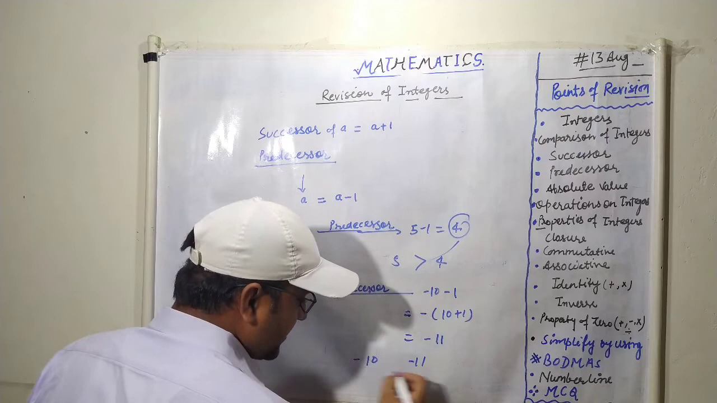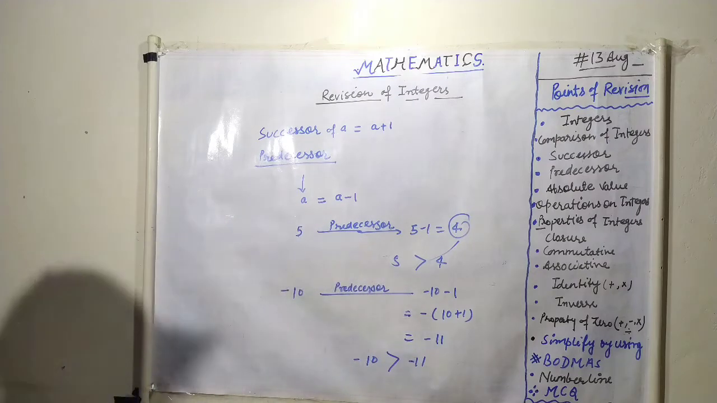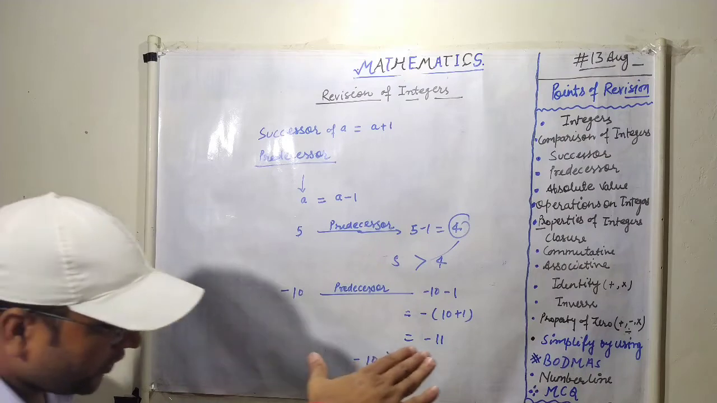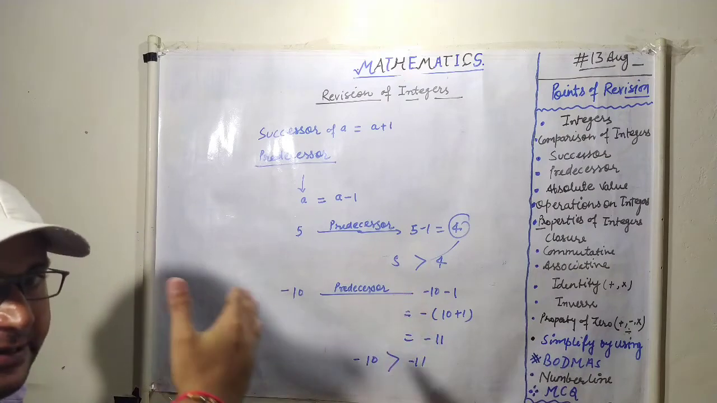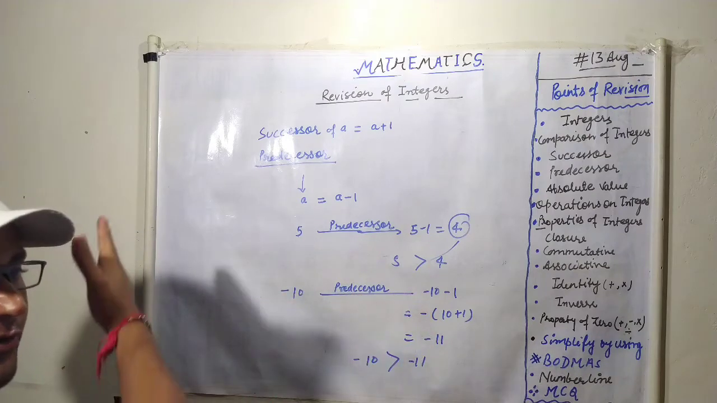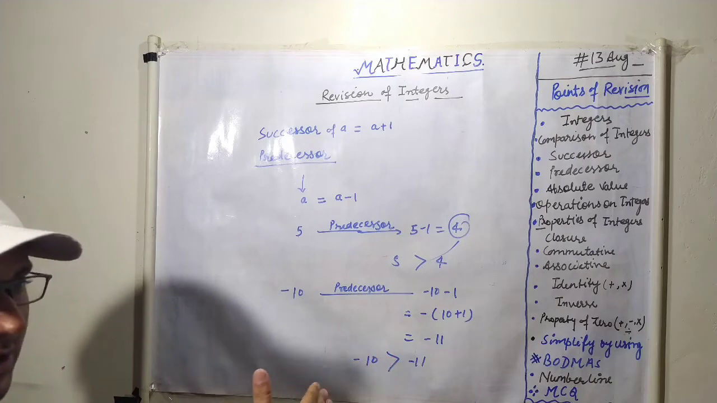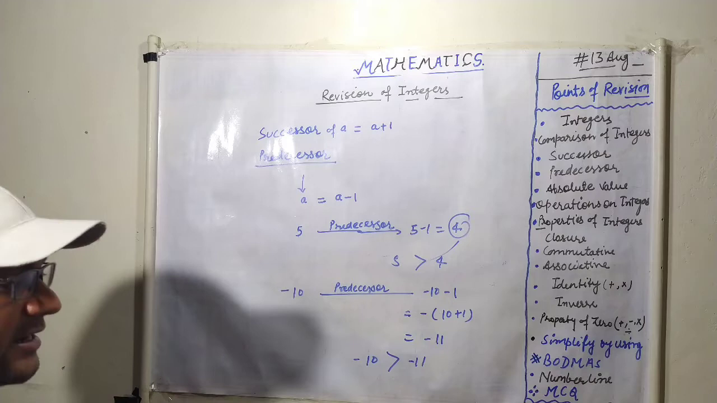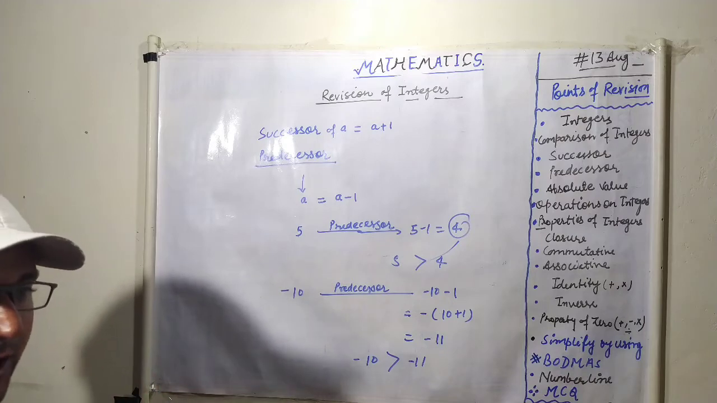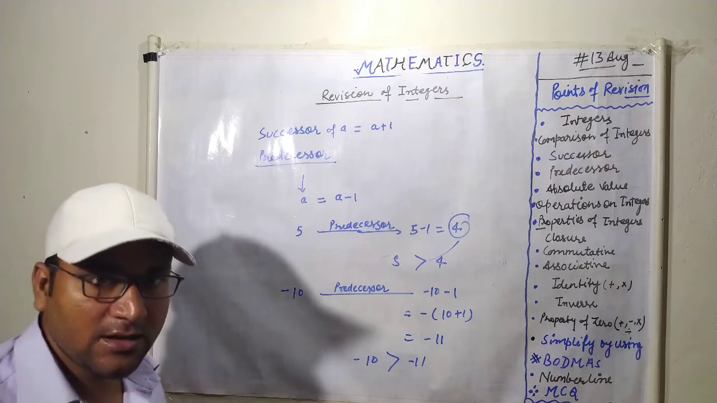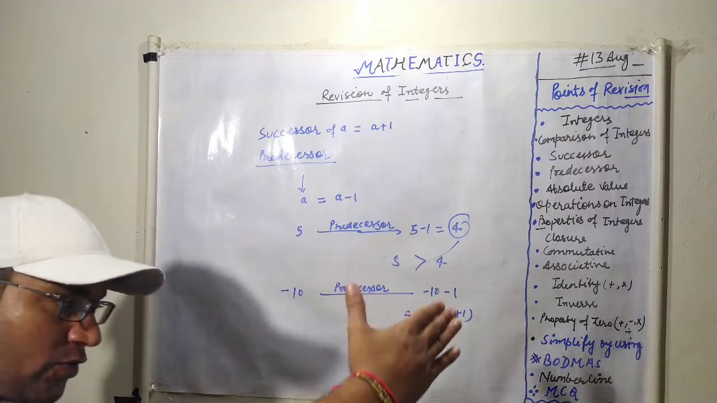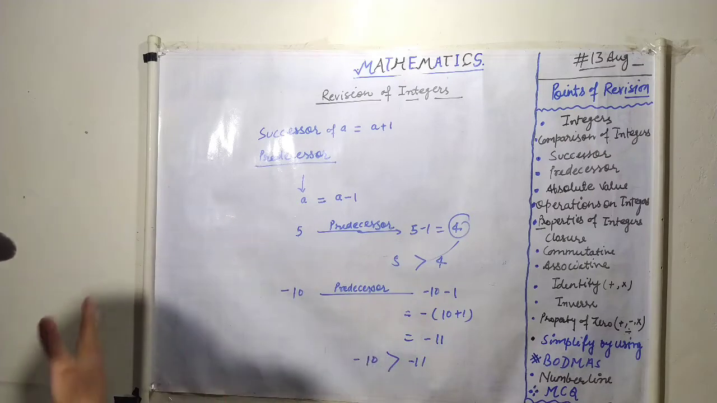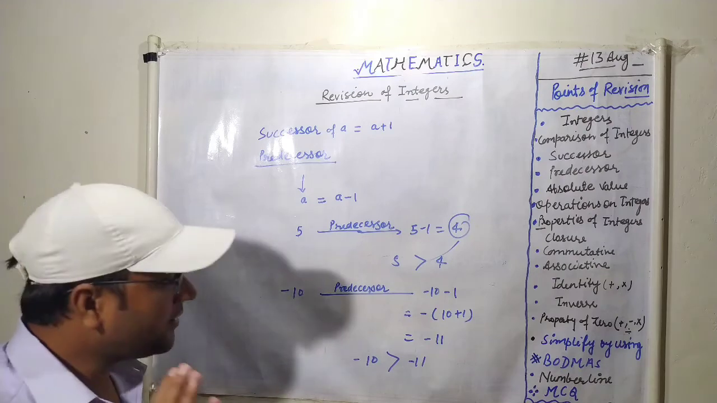Which one is greater in this one? -10 is greater than -11. When you are going to the left side of negative integers, the value of integers is decreasing. -1 is greater than -2, -2 is greater than -3, like that. So if you are going to the left side of negative integers, then the value of integers is decreasing.